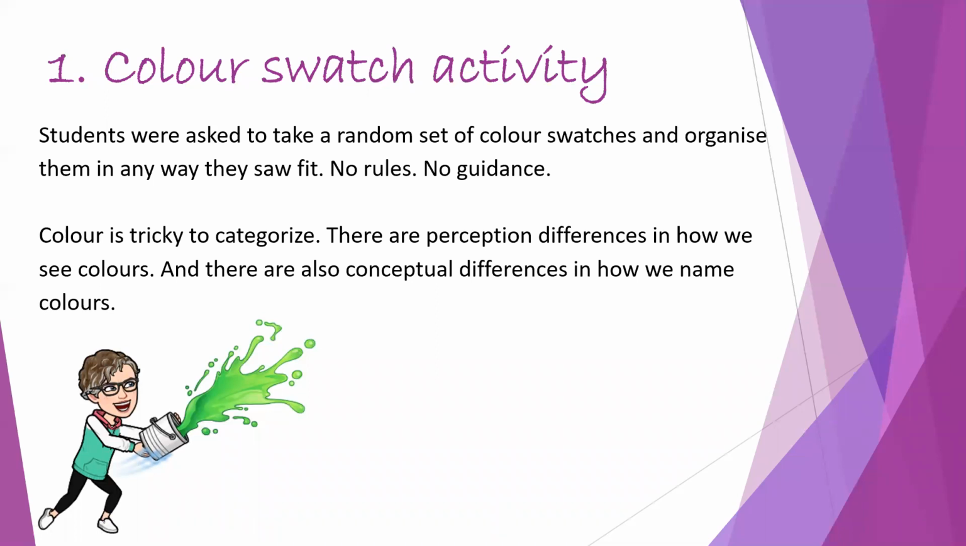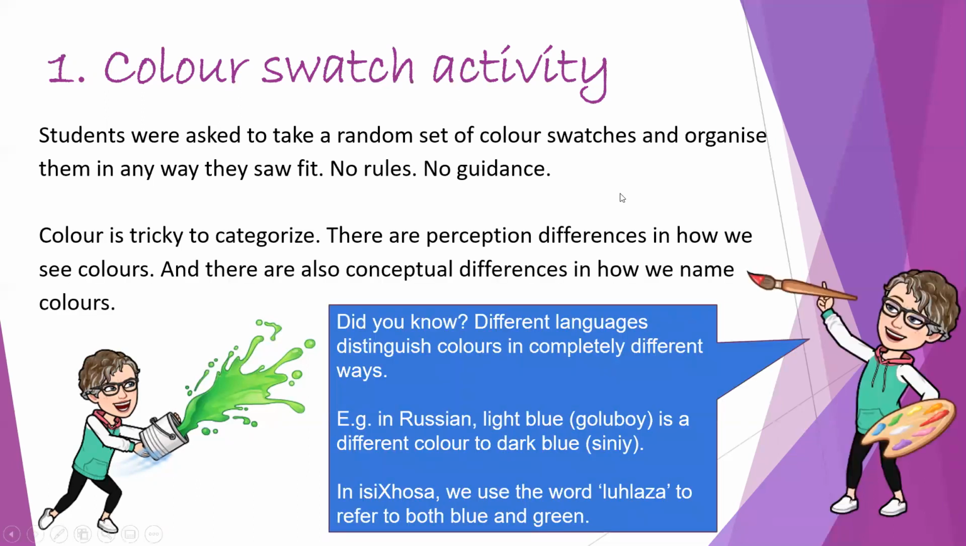And on top of having a perceptual subtle difference between different observers, there are also conceptual differences in how we name colors. So, for example, in different languages, the visible color spectrum that we see as a rainbow is cut up differently. Where people draw the lines between the start of one color and the start of the next is different in different languages. So Russian has different words for different tones of blue. In Istrosa, we use the word lukhlaza to talk about blue and green, but you would say blue like the sky or blue like the grass, or green like the sky, green like the grass, because they're the same thing.